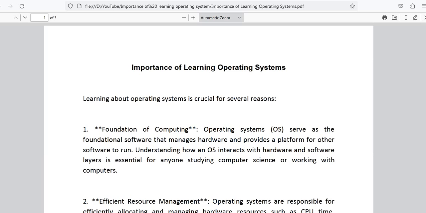Okay guys, so this is the end of my report on the importance of learning operating systems.